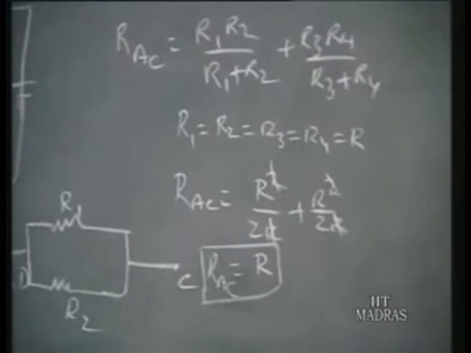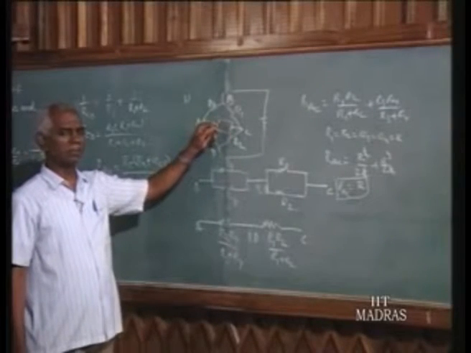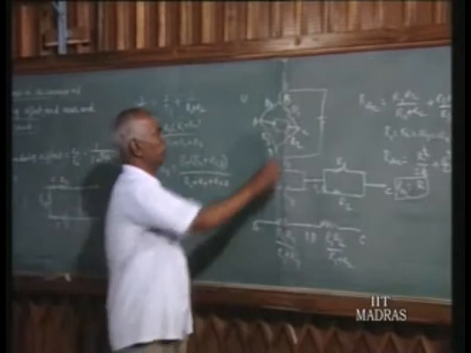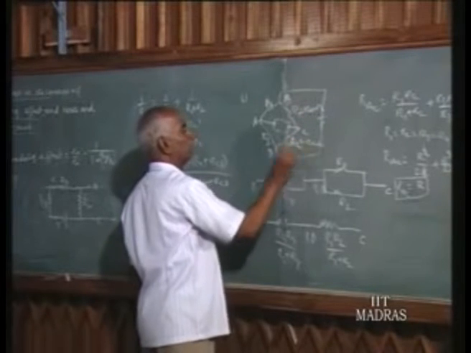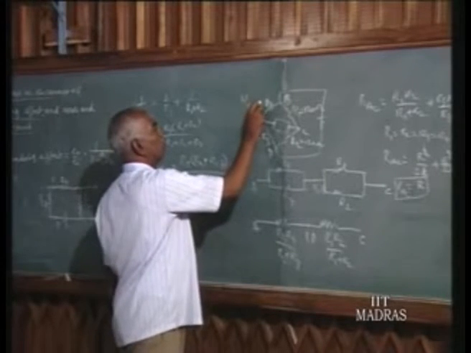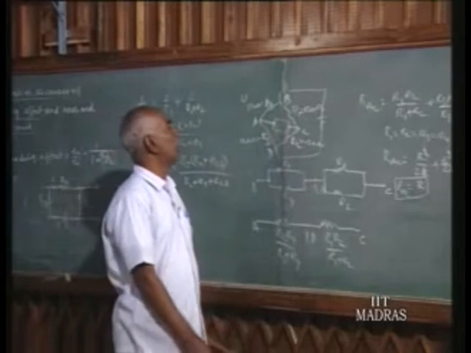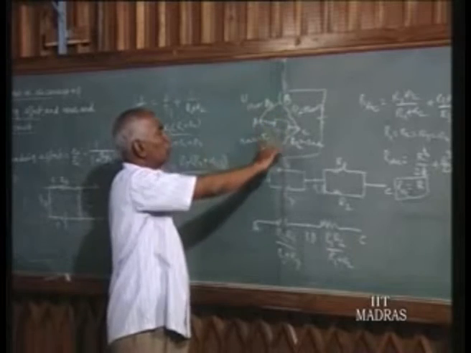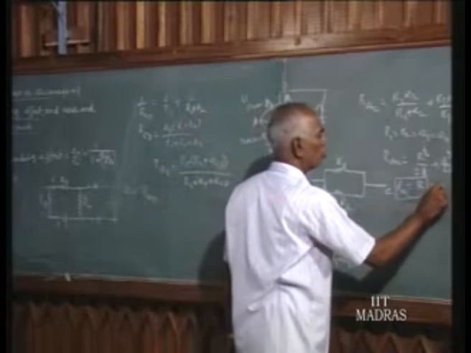Suppose the 4 arms of the bridge are made up of equal resistances, then the output resistance of the bridge is the same as the resistance of one of the 4 arms. Suppose each one is made up of 120 ohm, then RAC also will be equal to 120 ohm. That's how we remember. Whatever strain gauges are made use of, for all the 4 arms of the bridge, all of them being equal, the resistance of one of them will be the equivalent resistance of the bridge circuit. So here R is equal to 120 ohm.